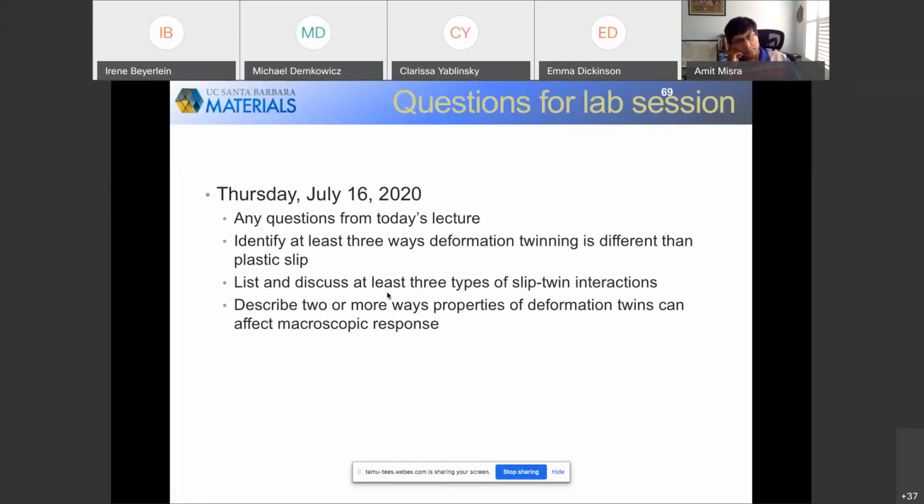Also, I thought we could have a nice discussion on twinning itself and how it relates to slip. So I have a couple of questions we can go over. One is to identify at least 3 ways that deformation twinning is different than plastic slip. Also, to list and discuss at least 3 types of slip-twin interactions. And finally, to describe 2 or more ways properties of deformation twins can affect the macroscopic response.